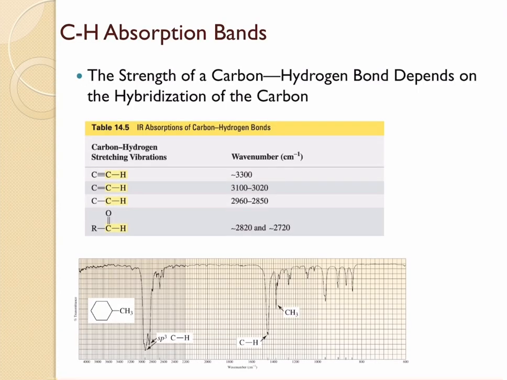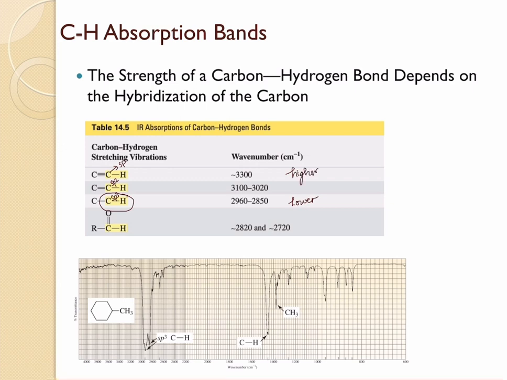CH absorption bands. Here is a table containing the different carbon-hydrogen stretching vibrations. This carbon right here is an sp carbon. This one is sp2, while this one is sp3. Now, if you take a look into this, this sp3 carbon-hydrogen stretch happens at a lower frequency, while the sp carbon-hydrogen stretch appears at a higher frequency.